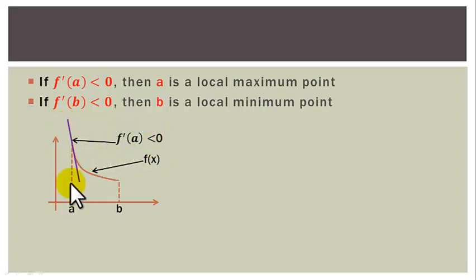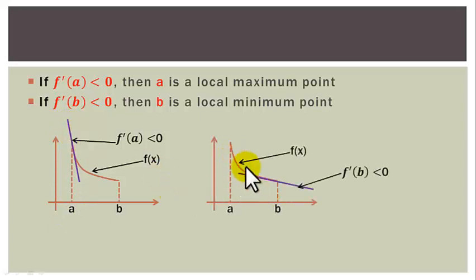Hence, that point is a local maximum point. Also here, at the point B, the tangent to the curve at that point is also negative. That's f prime B is less than 0, and clearly the point B here is a local minimum point.